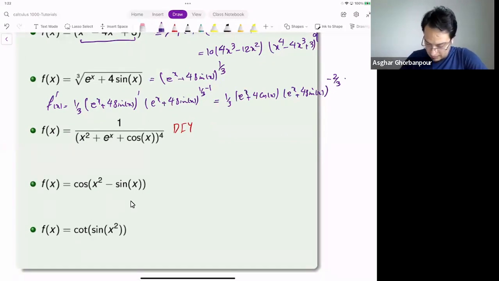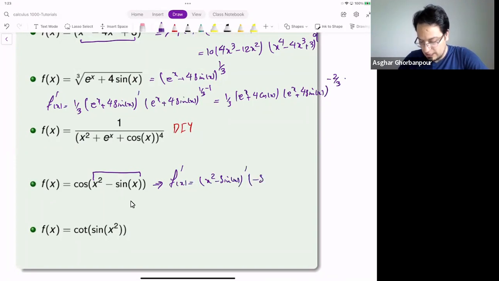I will do one of these guys as well. So this is the derivative of cosine of some function. I know that the derivative will be the derivative of that function times the derivative of cosine, which is negative sine, evaluated at this. And this is 2x minus cosine x times sine of x squared minus sine of.